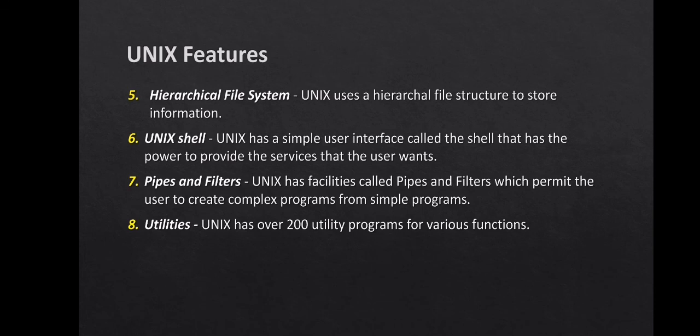Next, we have the pipes and filters. Unix has facilities called pipes and filters, which permit the user to create complex programs from simple programs. So it makes programming easier and simpler. And lastly, we have utilities. Now, Unix has over 200 utility programs for various functions. New utilities can be built effortlessly by combining existing utilities.